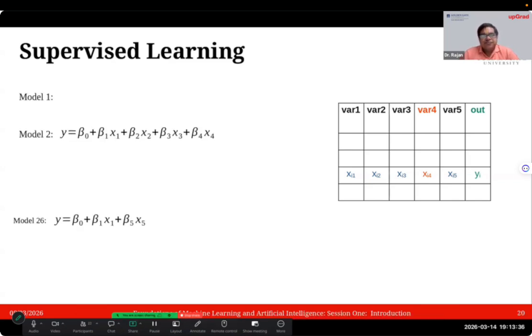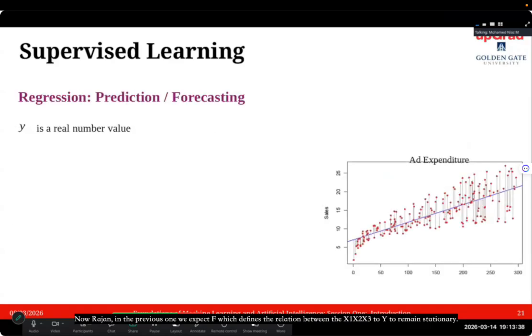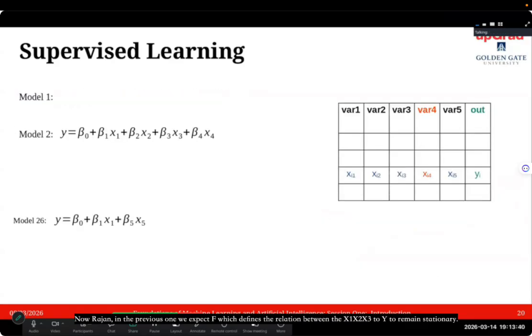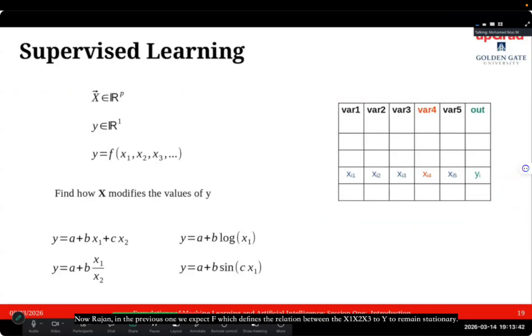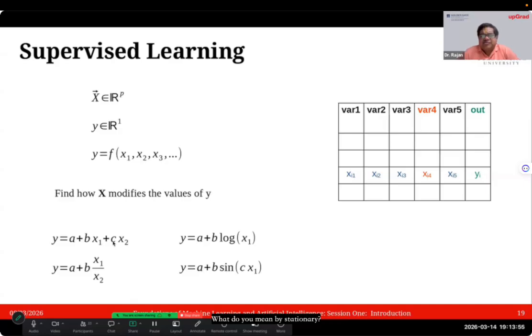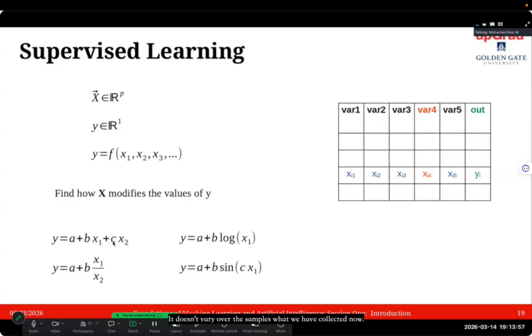Okay. So now, Rajan, in the previous one, we expect the F, which defines the relation between x1, x2, x3 and Y, to remain stationary. Only then would this training work. Is that correct? What do you mean by stationary? It doesn't vary over the samples we have collected.